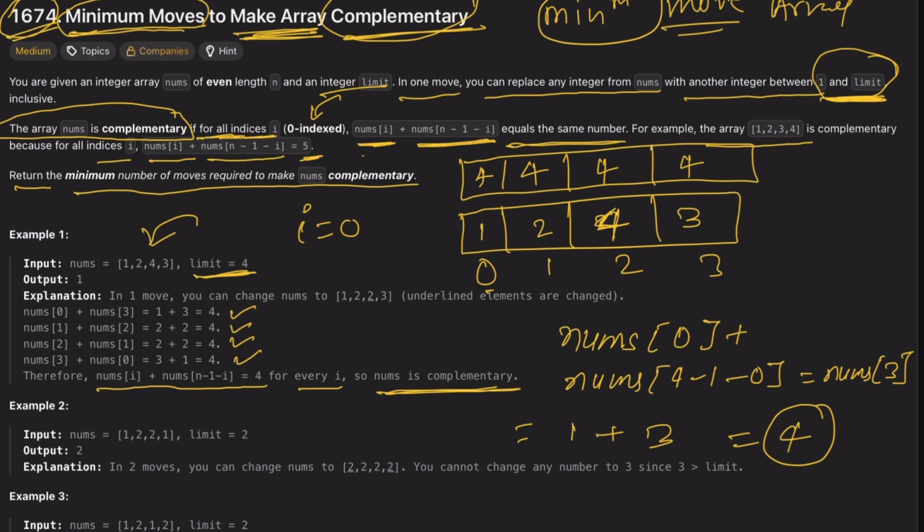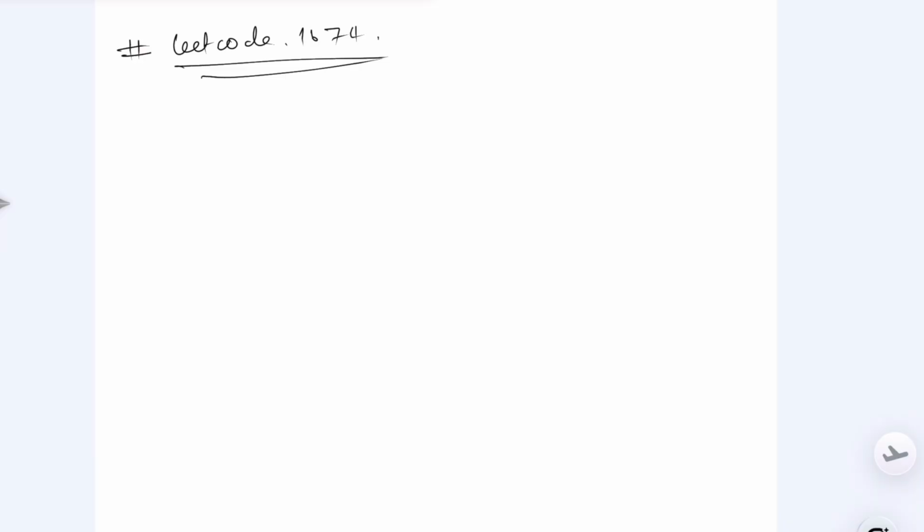If you have any doubt, you can ask me in the comment box, if you have not understood the question. Now let's understand how to solve this problem.